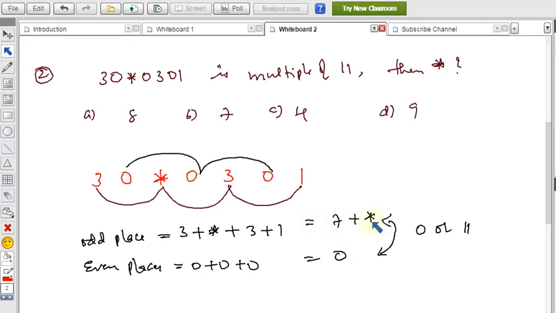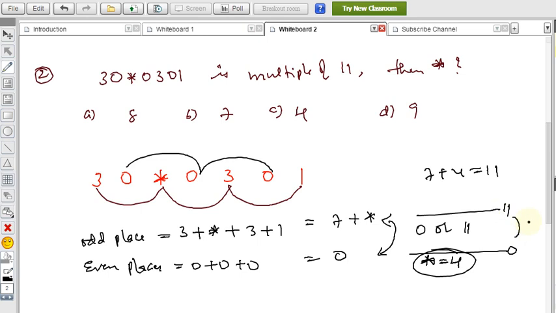Now 7 plus 4 in this star place, if I keep 4, then the star place equals 4. If you keep 4, then 7 plus 4 is equal to 11. So this is 11 and this value is 0. So 11 minus 0 is 11 itself. Either 0 or 11 should come as the difference. So the star is equal to 4. So option C is correct. I'll explain two more problems related to this.